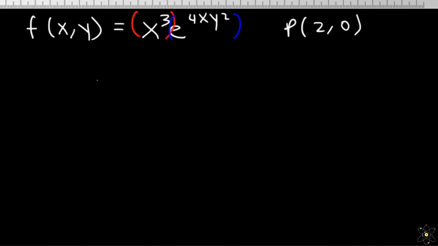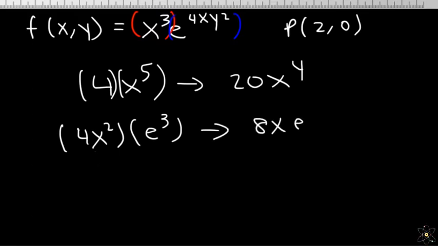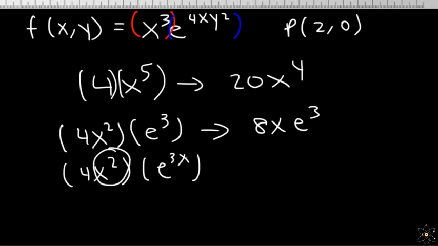So for example, let's say if you have 4x to the 5th, you have a constant multiplied by a variable. You do not need to use the product rule here. This is simply going to be 20x to the 4th. Now let's say if you have 4x squared times e to the 3rd. Here you have a variable and a constant. You don't need to use the product rule. This is simply going to be 8x e to the 3rd. However, if you have 4x squared times e to the 3x, you have a variable and a variable here, so you do need to use the product rule.